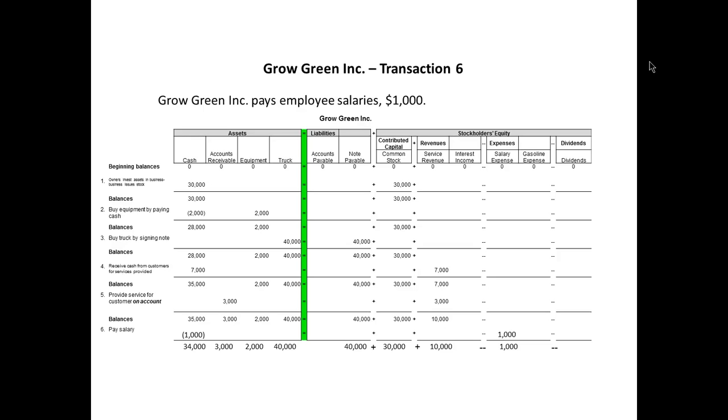Think we kept the equation in balance? Let's check. Assets add up to $79,000 on the left side of the equal sign. On the right side of the equal sign, we add $40,000 of liabilities to stockholders' equity. But remember that stockholders' equity is contributed capital of $30,000 plus revenues, $10,000, minus expenses of $1,000. So stockholders' equity is $39,000. Add $40,000 of liabilities, and we get a total of $79,000 on the right side of the equal sign. The equation is in balance.